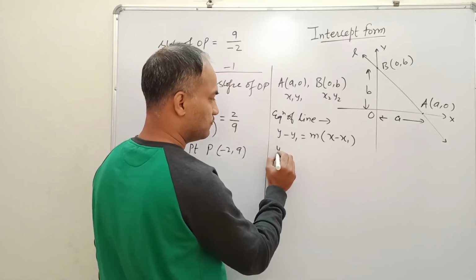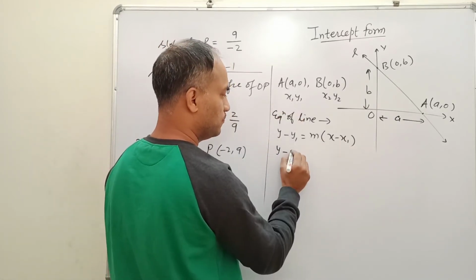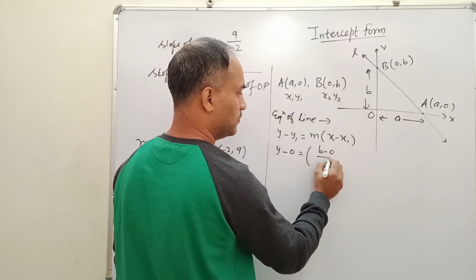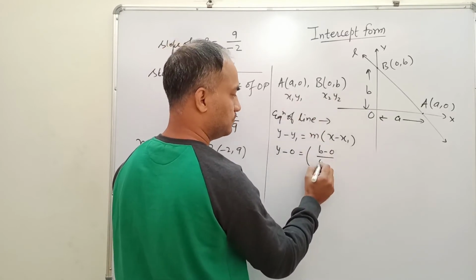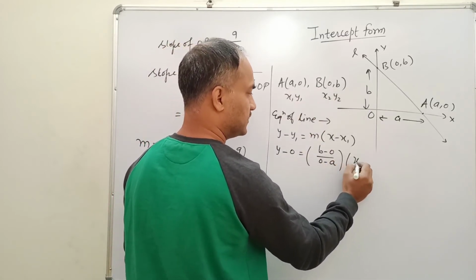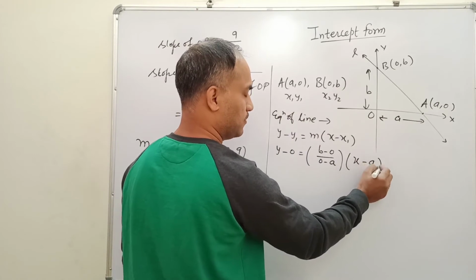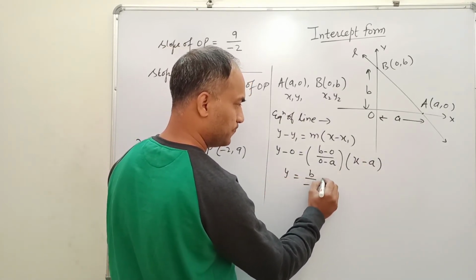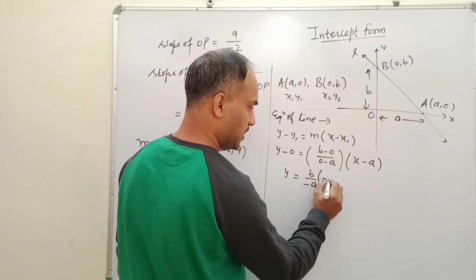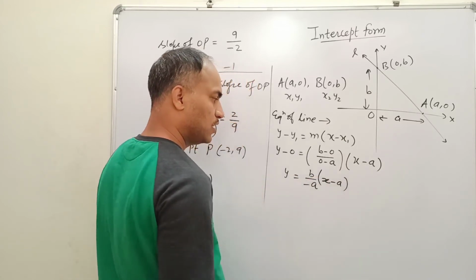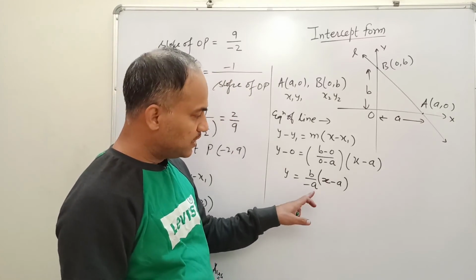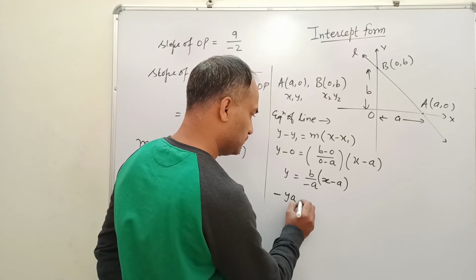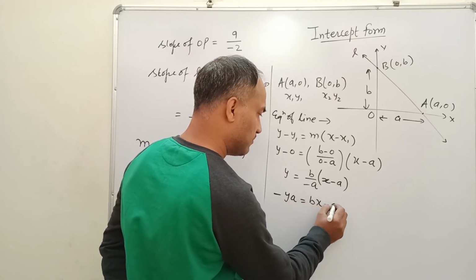So this gives us y minus y1 is m, y2 minus y1 upon x2 minus x1, into x minus x1. So y is equal to b upon minus a into x minus a. So let us bring this value here. So this is minus ya is equal to bx and minus ab.